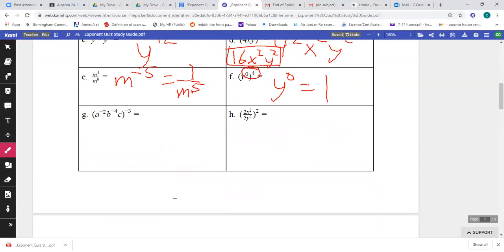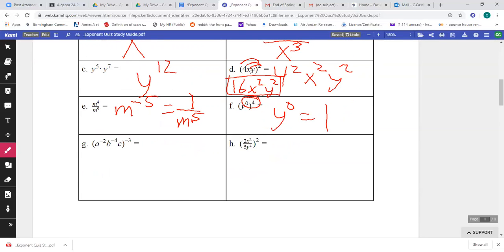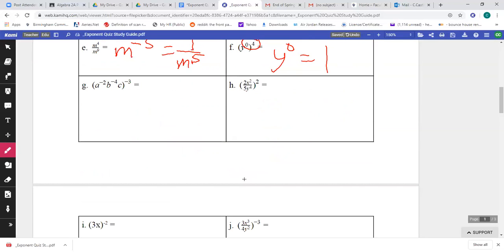Letter G, same idea as letter D. Bring the exponent to every single variable in there. So this will become a to the 6. Remember, negative times negative is positive. B to the 12. C to the negative 3.